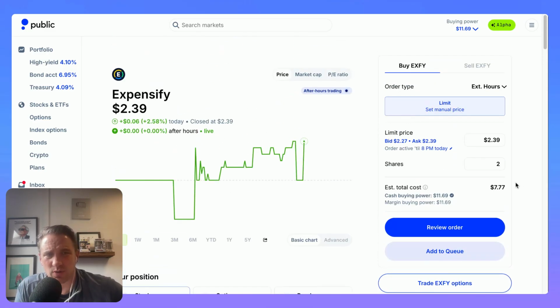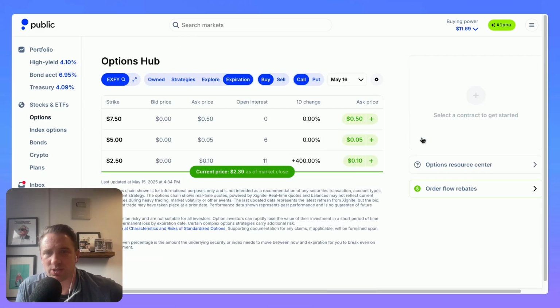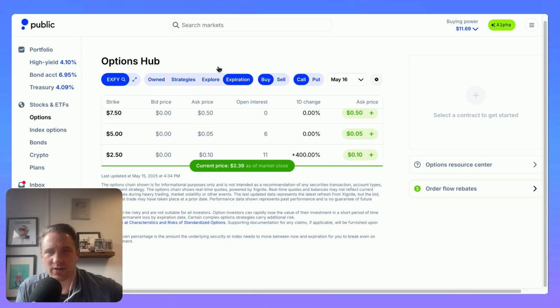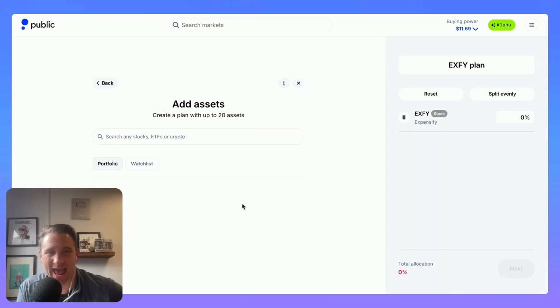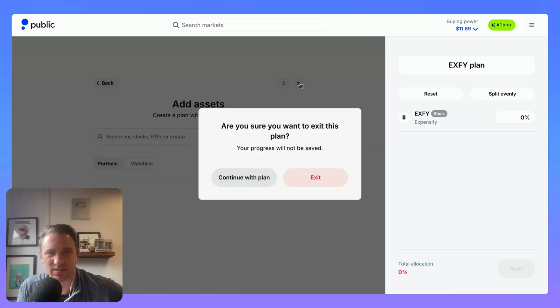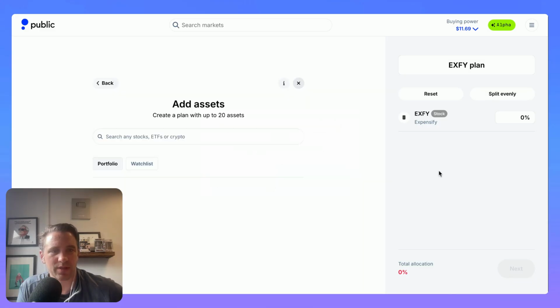And I would really encourage you, if you are using Public, to go deeper and deeper into this trading, because you can trade options. So options contracts right here before your eyes. And also, by the way, what's also helpful here, I'm just going to go back to this page, is this recurring buy. So if you really like a specific symbol, it says Expensify plan, you can essentially start a recurring buy process. So I have Expensify, but I could add more to this plan. I'm just going to exit this though. Oops. Continue with plan. Okay, let's just add one more. Okay, let's go back actually.